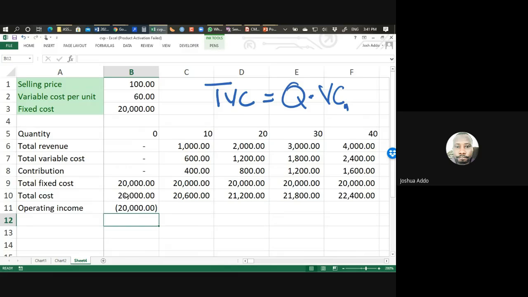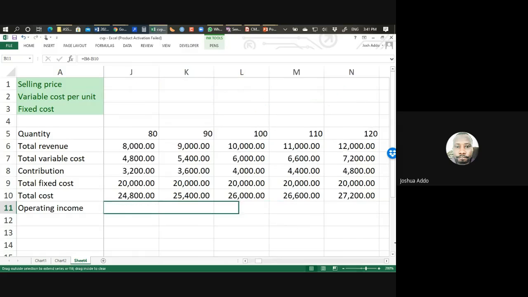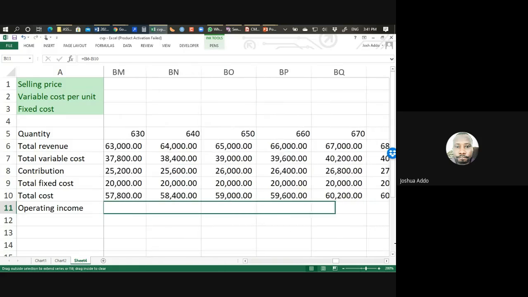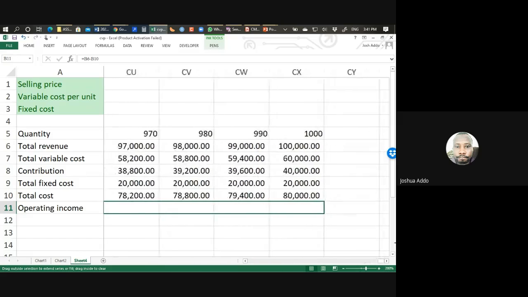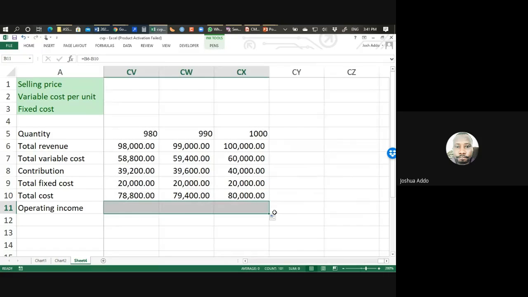You have sold nothing. You have made no revenue. Yet, you have incurred fixed costs. You have also not produced to incur any variable costs. So at output 0, your operating income is negative 20,000, which is the same as your fixed cost. Let's drag across all the quantities and see the picture. As we are selling, what is the picture of our profitability?